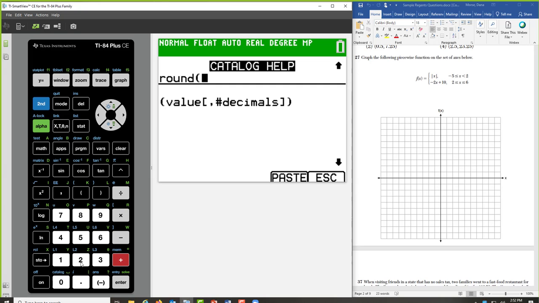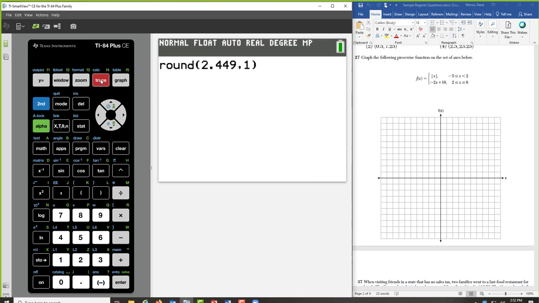So you put in your number, 2.449, comma, how many decimal place values do you want to round to? Well, the first decimal place would be the 10th, and so on. So 1, 2, and so on. I want to round to the nearest 10th. Close parentheses. Paste is written above trace. I just typed it in with my instructions basically right there in front of me.